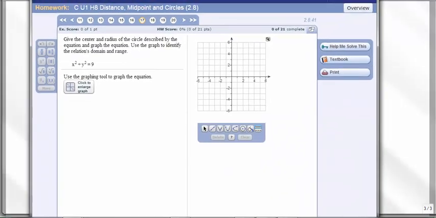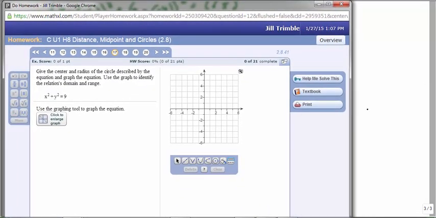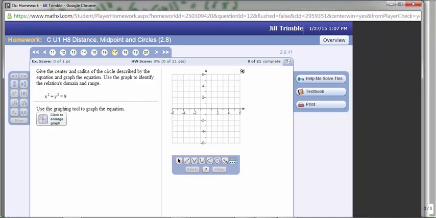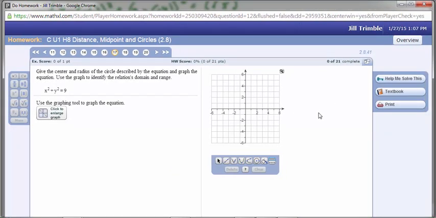So let's go ahead and slip in my math lab in here. Okay, so hopefully you'll be able to see the whole window. This one says give the center and radius of the circle described by the equation and graph the equation. Well, we can see right away that the center of this circle is (0, 0). So we grab our circle tool and go ahead and move it to the center. And then over here we can also see this value of 9. That's r squared. Well, if r squared equals 9, r is equal to 3.